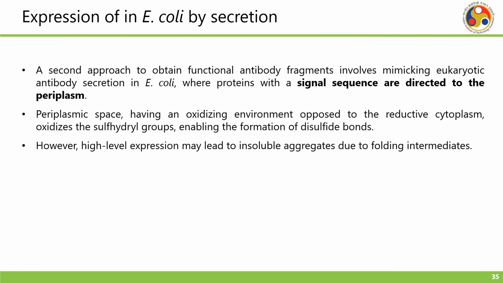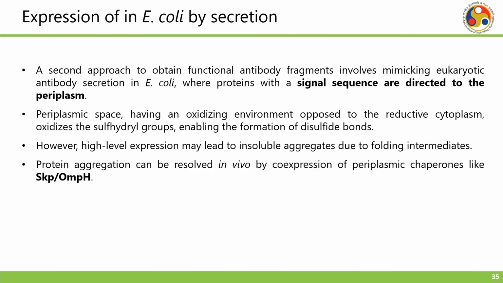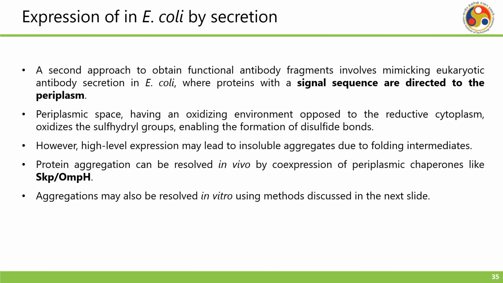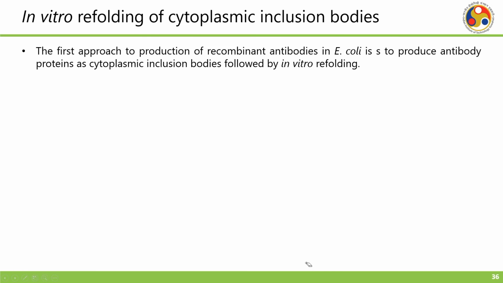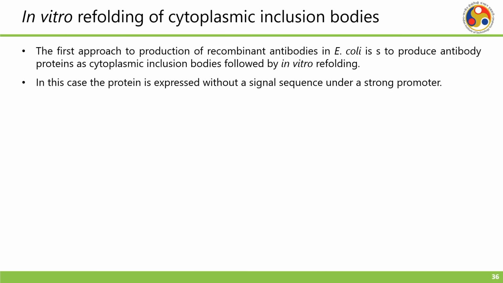However, high level expression may lead to insoluble aggregates due to folding intermediates. Protein aggregations can be resolved in vivo by co-expression of periplasmic chaperones like Skp, OmpH. Aggregations may also be resolved in vitro using the methods as follows. The first approach to production of recombinant antibodies in E. coli is to produce antibody protein as cytoplasmic inclusion bodies, followed by in vitro refolding.